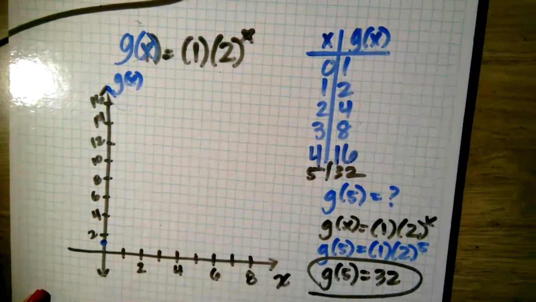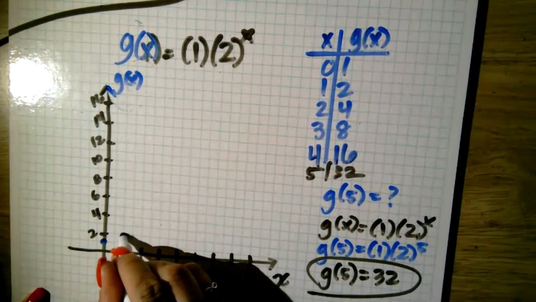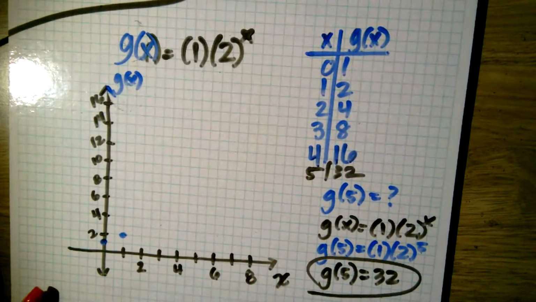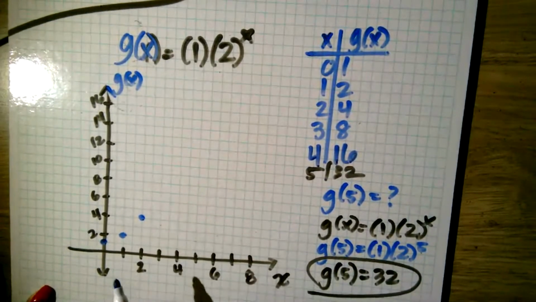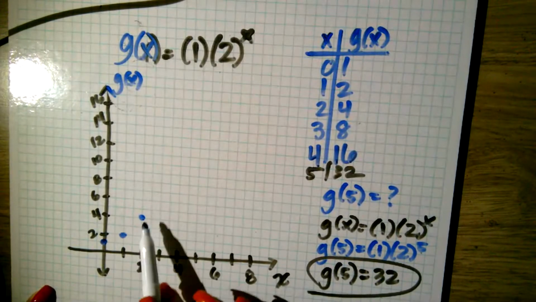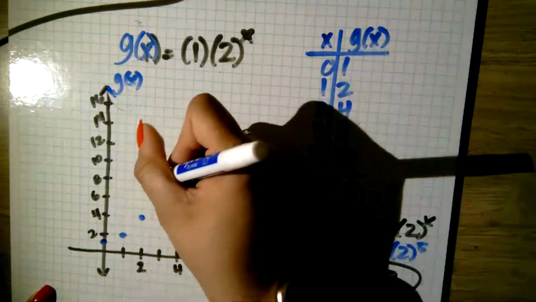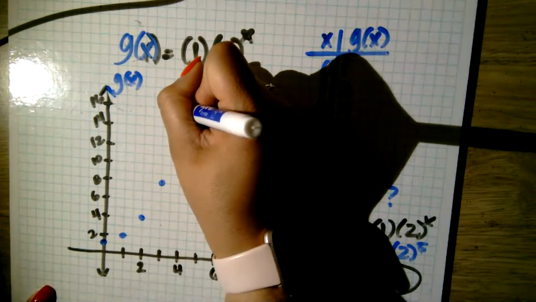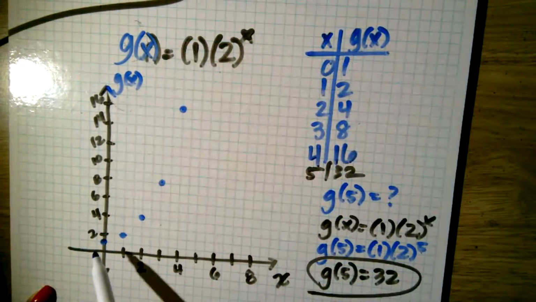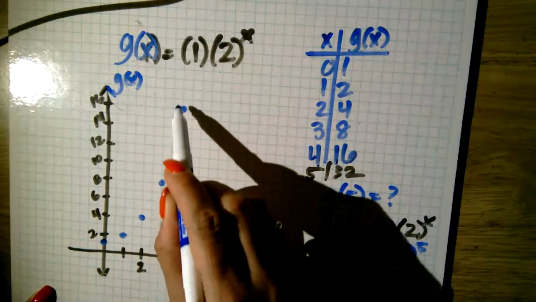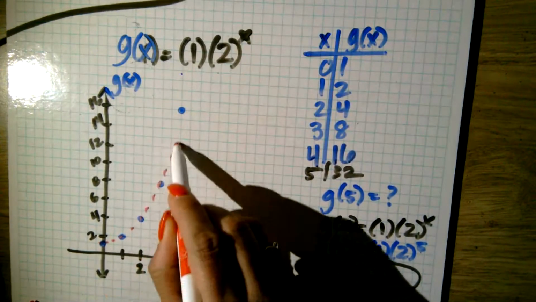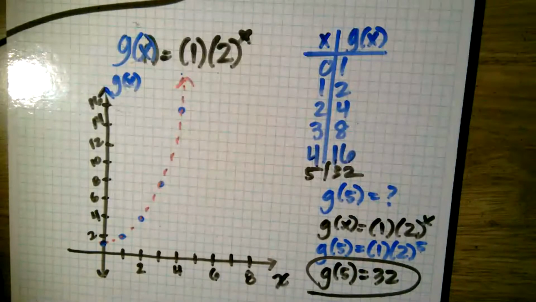0 corresponds to 1. 1 corresponds to 2. Always, always, always label your graph so you know what you're doing. 2 corresponds to 4. Now notice there's already kind of a little curve right there. 3 corresponds to 8. 4 corresponds to 16. So if you notice, this already has a curve here. So I'm going to just showcase the curve. Right? Do you see the curve?